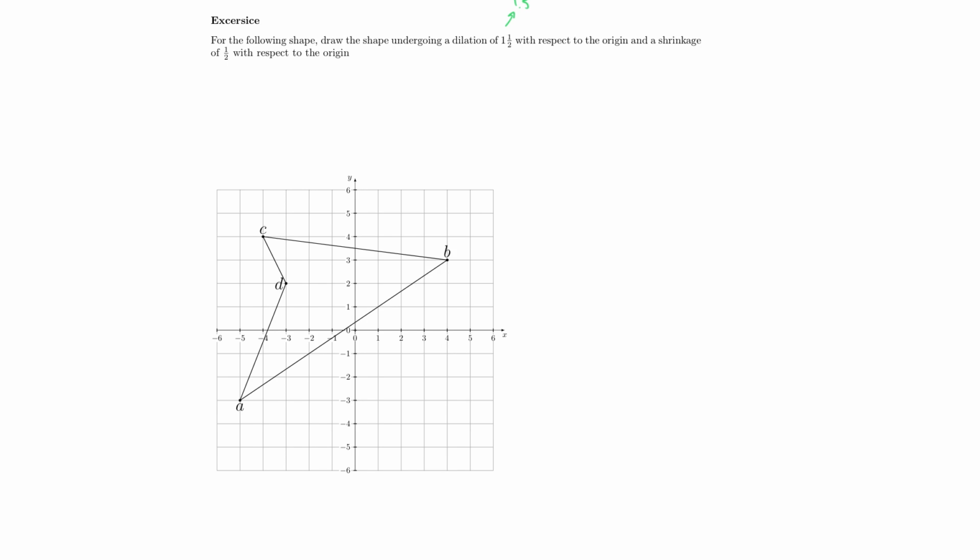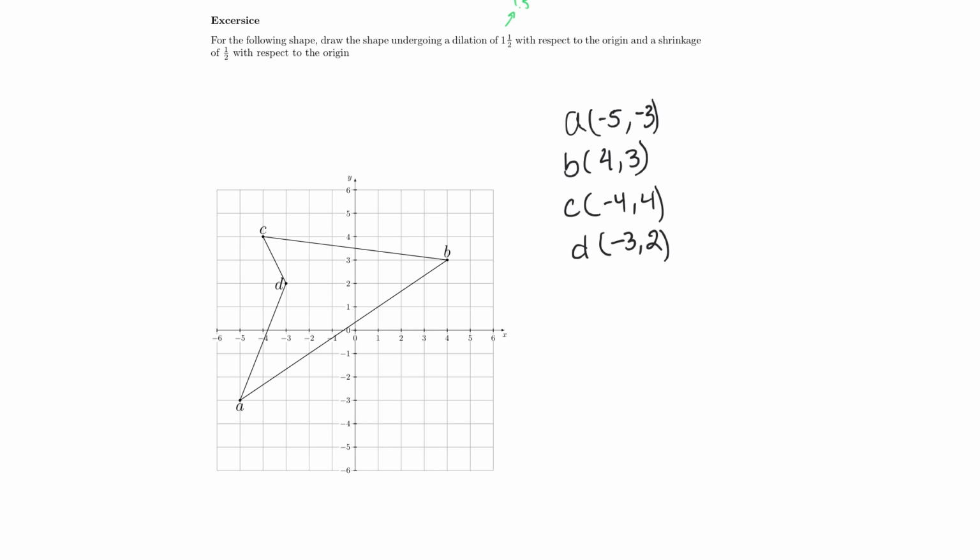Okay, so the original coordinates of this polygon will be A is located at -5, -3, B is in 4, 3, C is in -4, and D is in -3, 2. Okay, so let's read again.